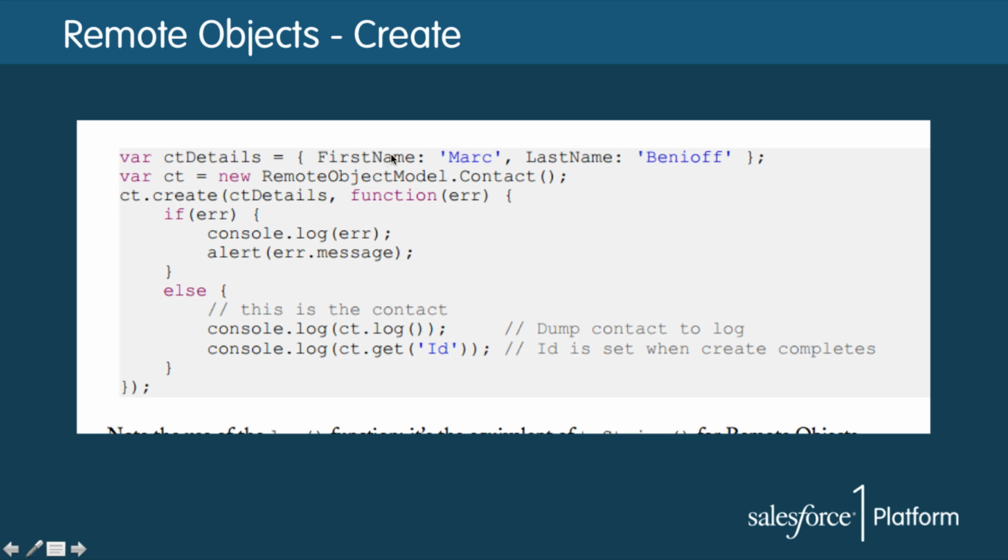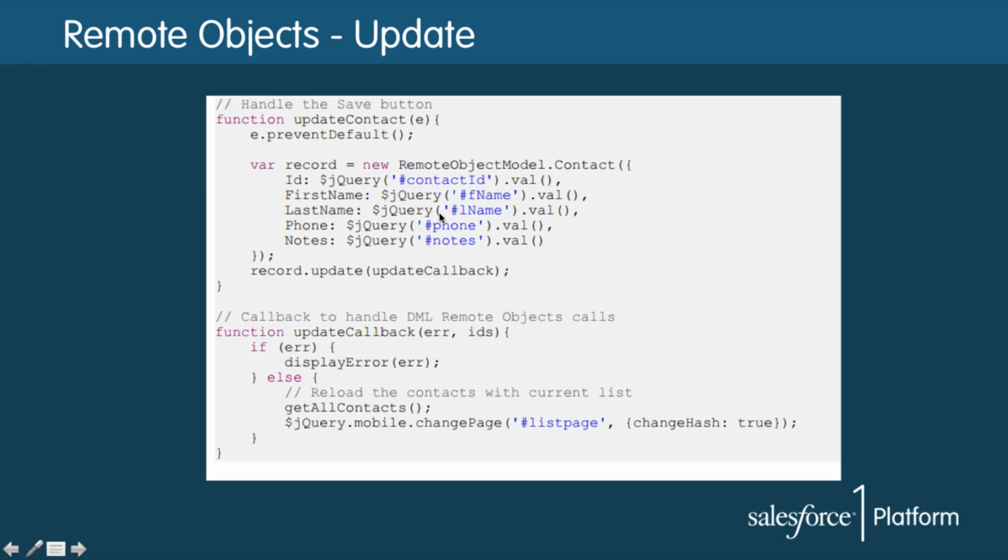To do that, all you need to do is create a JSON object that has all the fields and their values. And you could simply create an instance of the remote object model. You simply call create to create the object. And then you will get the response in a callback. Similarly, update works the same way as create, but the only thing is you need to ensure you're passing in the ID here. And then you call update on top of your remote object.